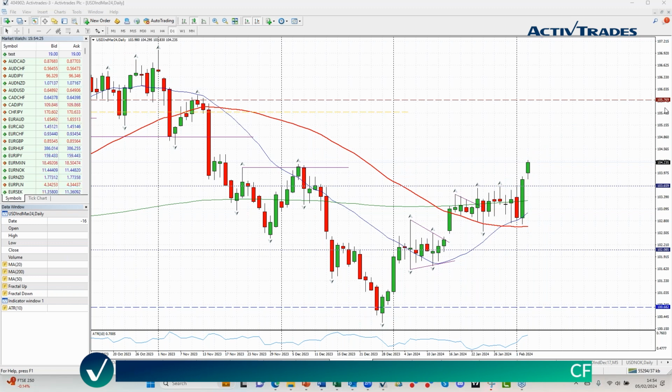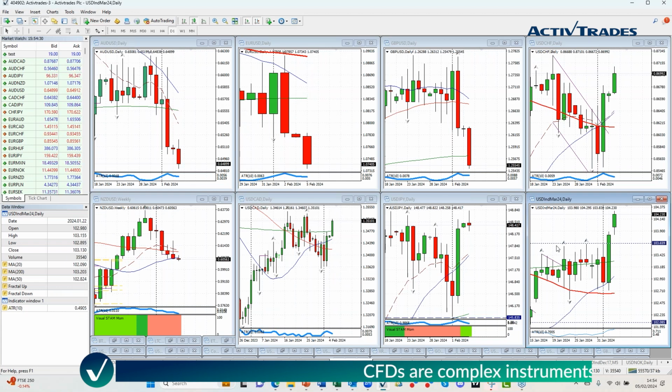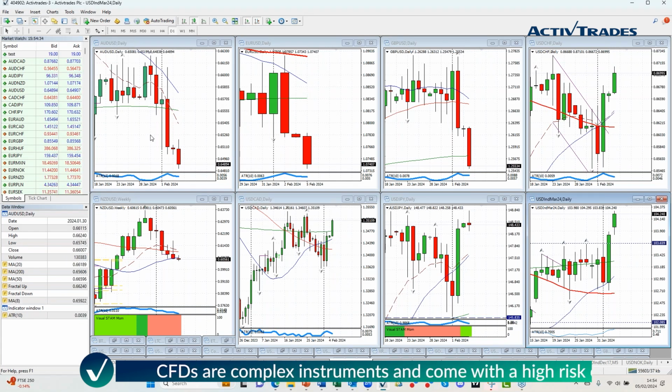So especially when it comes to trading FX, why would you want to fight the dollar? The dollar's the strongest. Why would you particularly wish to fight it? That doesn't really make great sense.